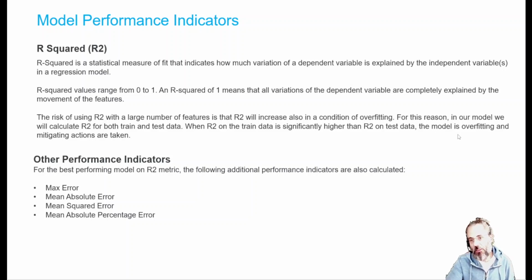And for this reason, to avoid this problem, we monitor both train data and test data. Also, we don't believe it will really be a problem, because the number of features is still much lower than the number of predictions that we estimate with this indicator. However, at the end, for the best performing model, we also calculate other performance indicators, which are the maximum error, the mean absolute error, the mean squared error, and the mean absolute percentage error, so that we can have a better view of the performance.